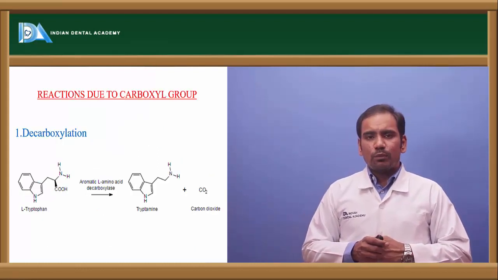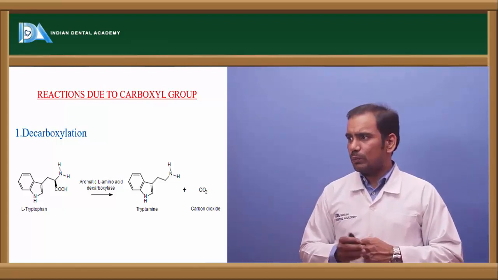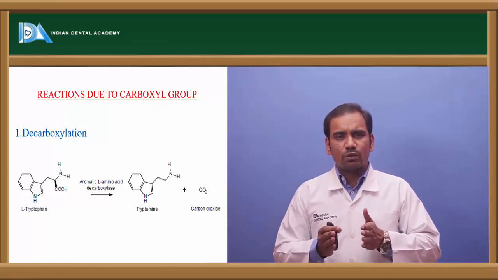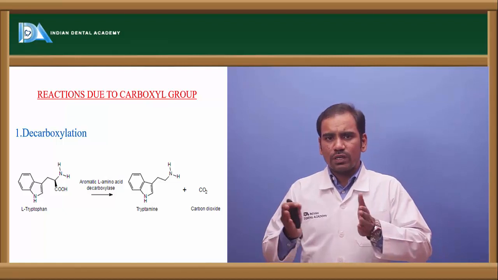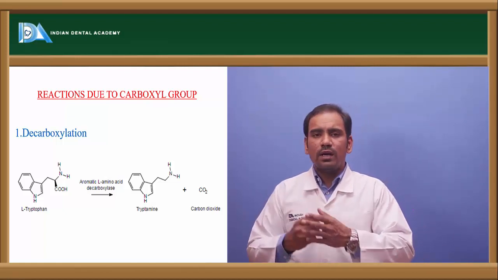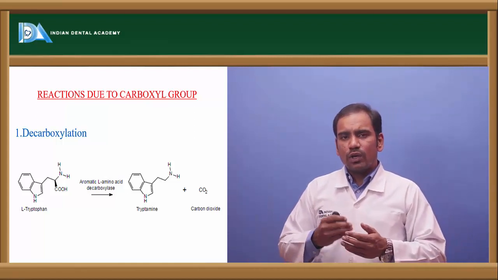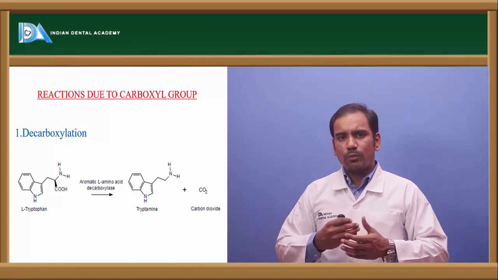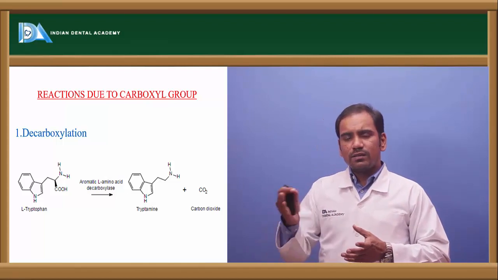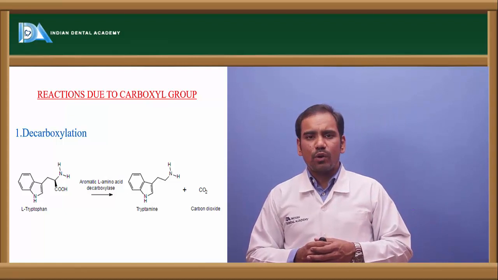And coming to other properties, some important reactions due to carboxylic group. So, decarboxylation. As I told you, amino acid has both carboxylic group and amino group, two functional groups. Some properties are because of the carboxylic group, and one of them is decarboxylation. Decarboxylation is a process where we remove the carboxylic group in the form of carbon dioxide. That results in the formation of a corresponding amine.